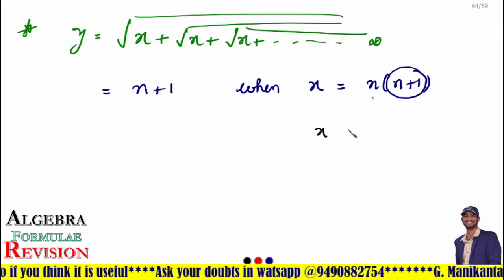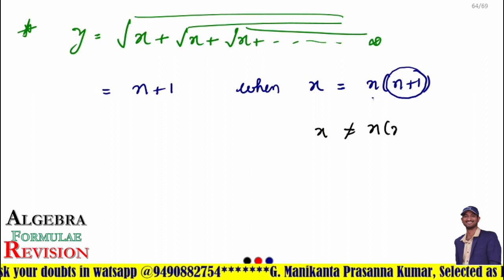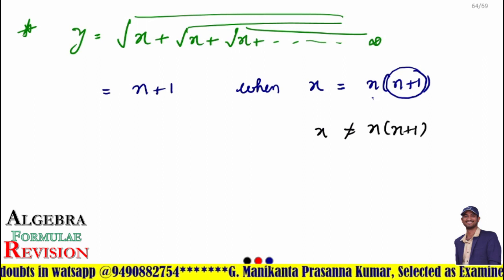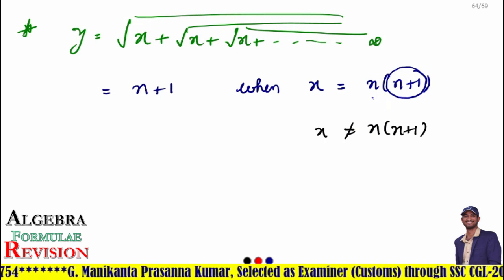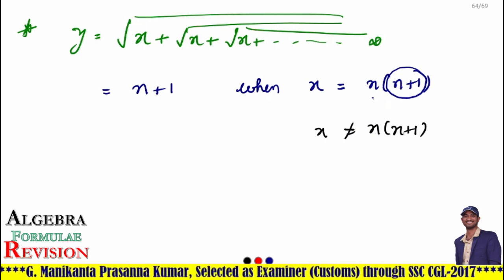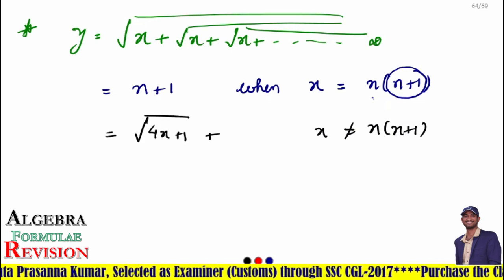Okay, if x cannot be written as the product of two consecutive natural numbers, then the answer is square root of 4x plus 1, plus 1, divided by 2.